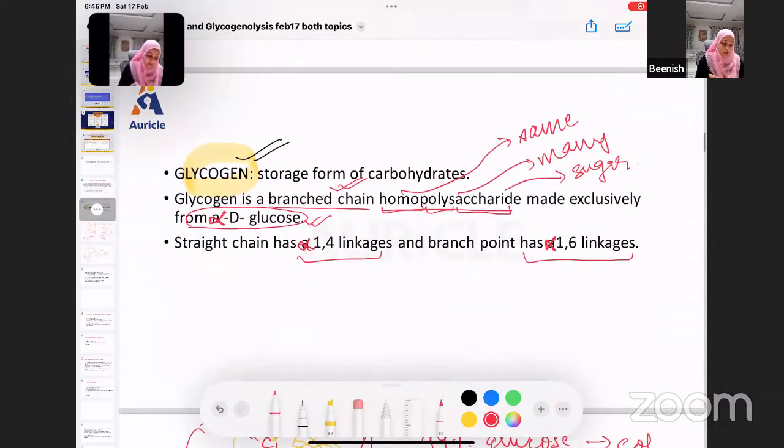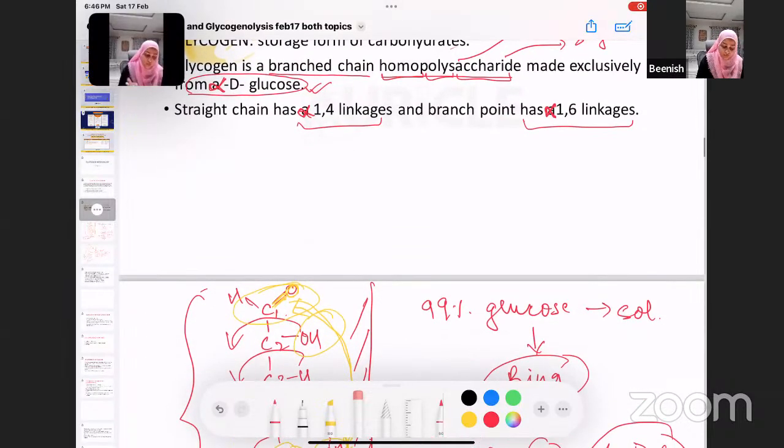Okay, moving back. So glycogen is the storage form of carbohydrate. Glycogen is a branched-chain homopolysaccharide made exclusively from alpha D glucose. The straight chain has alpha 1,4 linkages and the branch point has alpha 1,6 linkages. Again, now it is very simple. You can understand what alpha 1,4 linkages are. When the two molecules making the linkage are in alpha conformation, it is an alpha linkage, and when they are in beta conformation, it is a beta linkage. So here it is alpha. That means the sugar molecules are in alpha conformation.